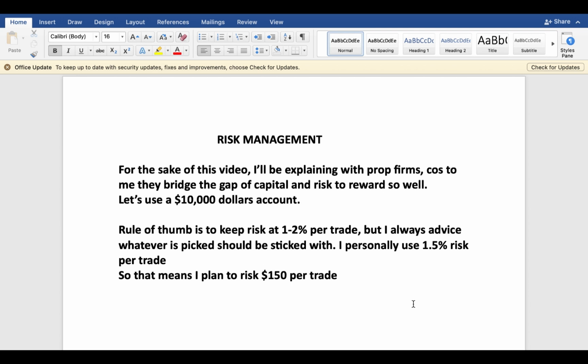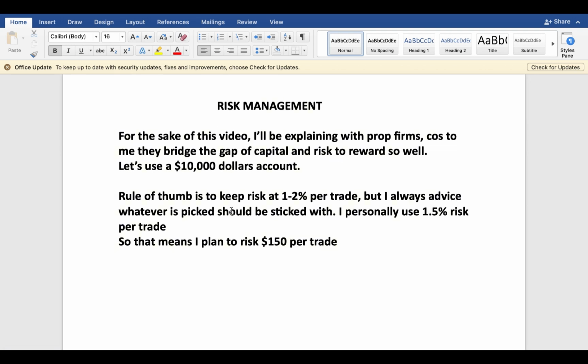And of course, a solid rule of thumb would always be that you should risk between 1 to 2% of your account size on a single trade, right? And for the sake of this video, just as I've written down here, I'll be explaining with prop firms, because for me, prop firms just really bridge the gaps of capital and also risk to reward so well. So for the sake of this example, I'm using a $10,000 account.